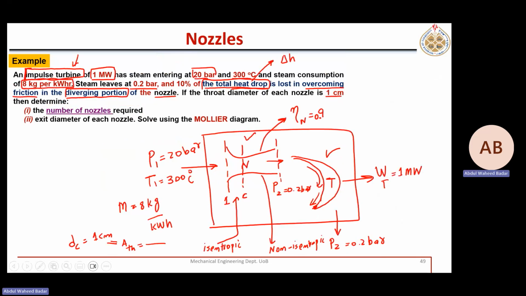So this is our problem. So first, what we can do here, the total mass flow rate is given to produce 1 kilowatt hour. So it means we can find out the total mass to produce 1 megawatt. This is for 1 kilowatt hour. So we can find out the total mass flowing for 1 megawatt hour. See how much mass is flowing through this one nozzle.